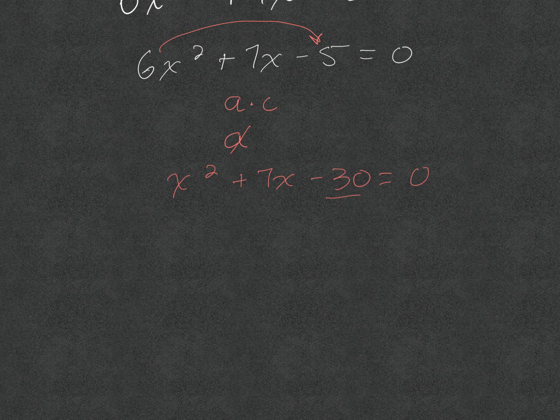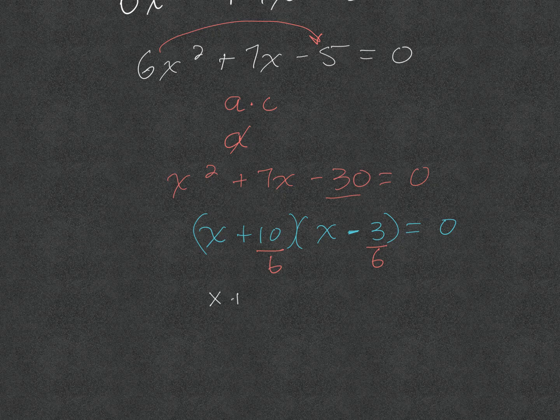When I factor x squared plus 7x minus 30, I get an x plus 10 times an x minus 3 equal to 0. We're not done yet. Do you remember the last step? The last step is divide the constants by a. Divide the constants by a.